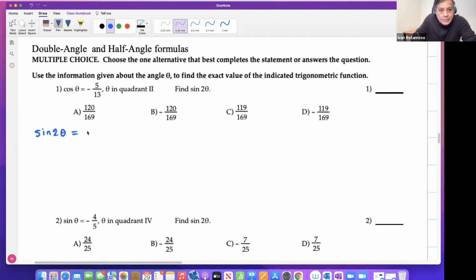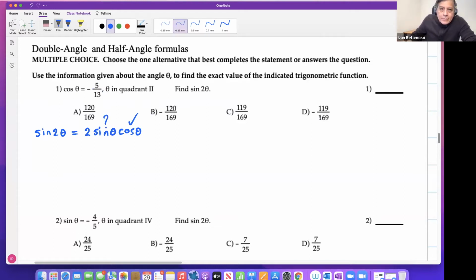Sine of 2 theta is equal to what? 2 times sine of theta cosine of theta, right? We showed where to find it in the worksheet, or if you memorize it, it will be even better. Sine of 2 theta, 2 times sine of theta cosine of theta. Great. Now, as usual, identify what you have and identify what needs to be found. What do we have? Cosine of theta is given. But sine of theta, in order for me to calculate the sine of the double angle, is not given. I have to find it, right? Sine of theta must be found.